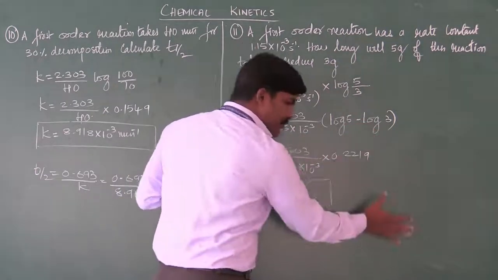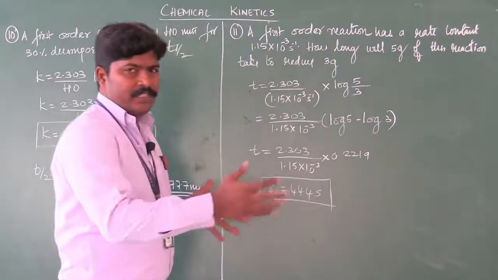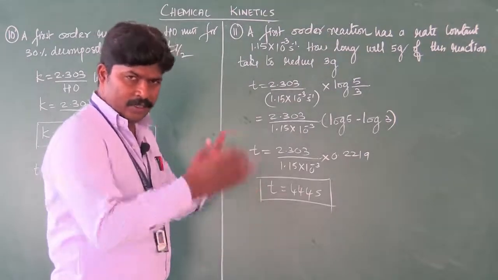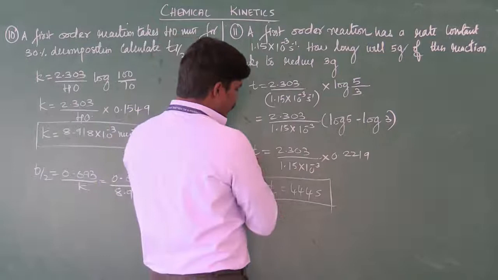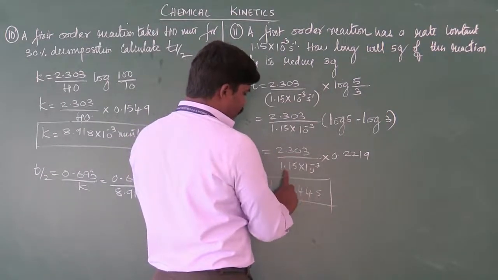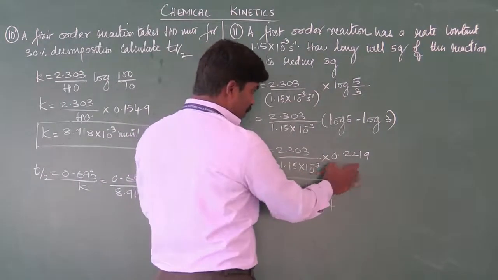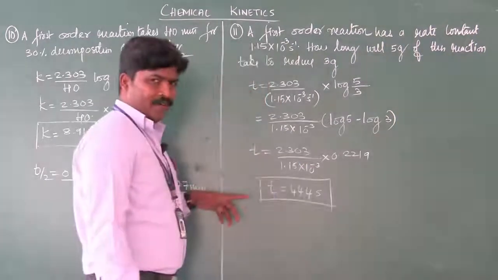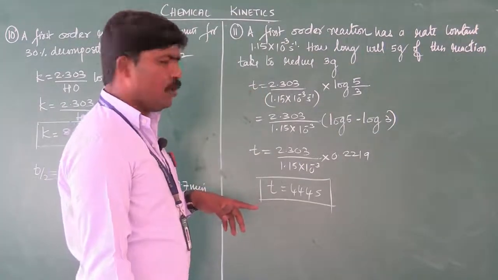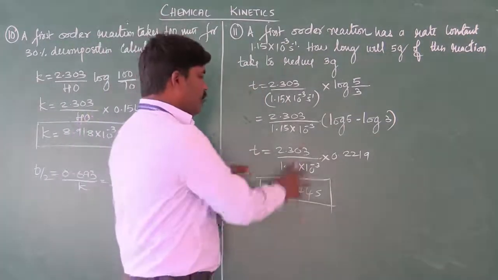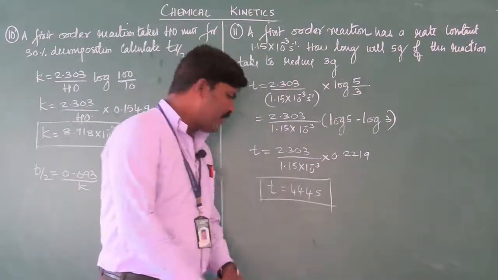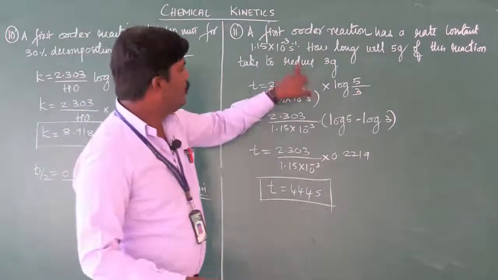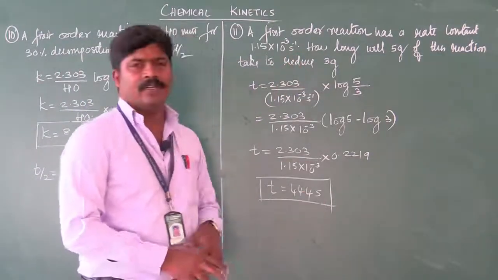If you take the same method, log 5 is 0.70, log 3 is 0.48 in the log book, if you can see there. Finally you come to a formula: t is equal to 2.303 by 1.15 × 10^-3 into the subtraction of log 5 and log 3 values, and you will get a value 0.2219. Then divide and multiply with 0.2219, and you will get time is 444. The unit is per second and the time should be in seconds.